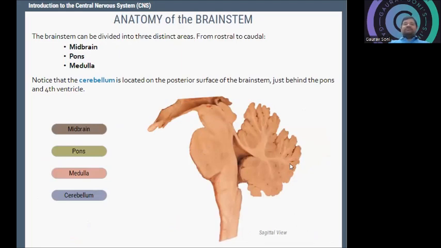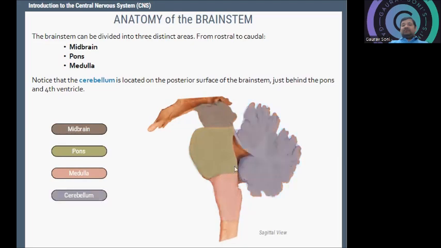So the brainstem has three parts, from rostral to caudal: midbrain, pons, and medulla. And the cerebellum is located on the posterior surface of the brainstem, just behind the pons and the fourth ventricle. So you can see the midbrain, pons, medulla, and then on the posterior surface of the brainstem there is the cerebellum.